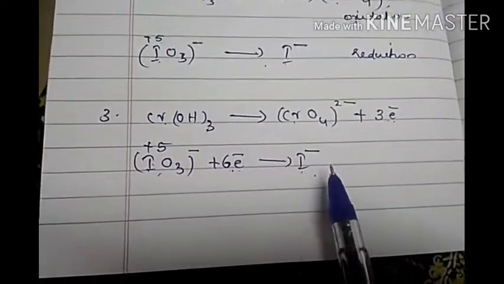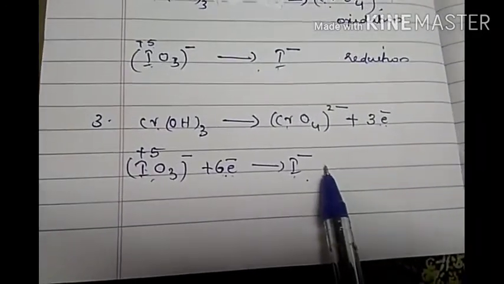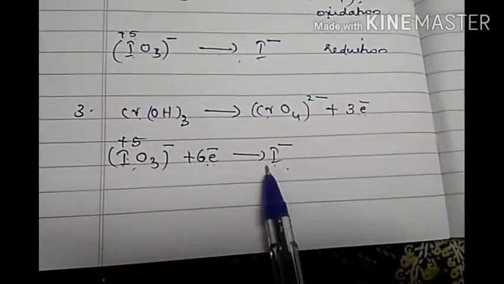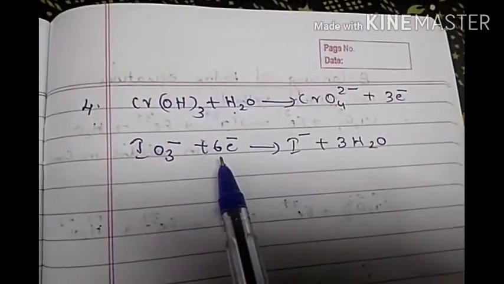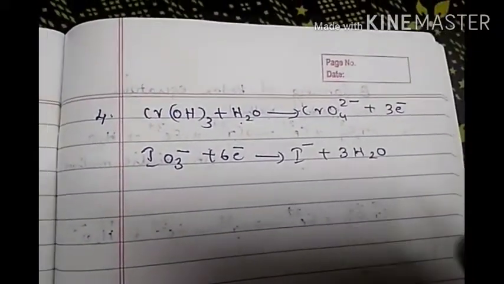It is deficient in 3 oxygen atoms. So 3 water molecules we have to add in this product side. So this equation can be written like this. We will get IO3 minus plus 6 electrons gives I minus plus 3 H2O.